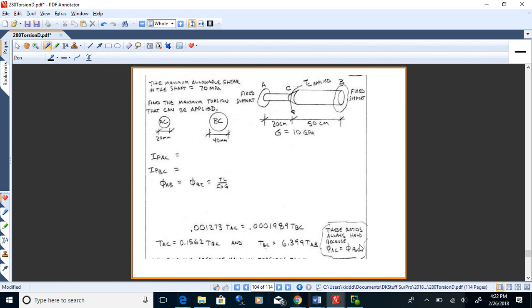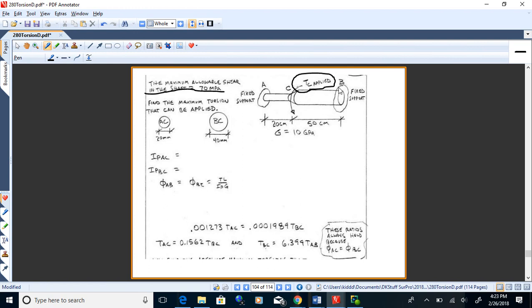Now this one's a little bit of an involved example. Let's say we've got this shaft and we've got two different diameters and two different lengths. We've got a little transition area at C that gets from the one diameter to the other, but we're going to ignore that transition area. We're not going to really worry about that. We're going to say that AC is 20 centimeters long and BC is 50. G, we got 10 gigapascals, and we know that we can get 70 megapascals of shear in this shaft. That's the maximum allowable shear. And if that's the case, let's figure out how much we can apply here before we hit that.